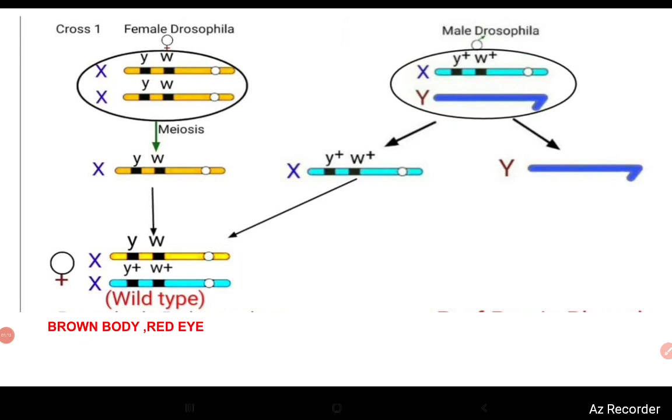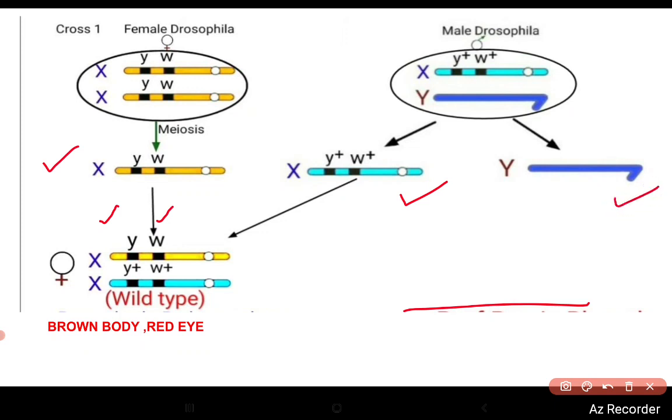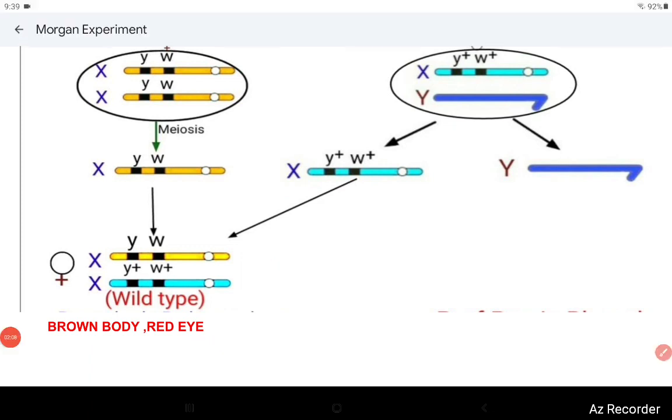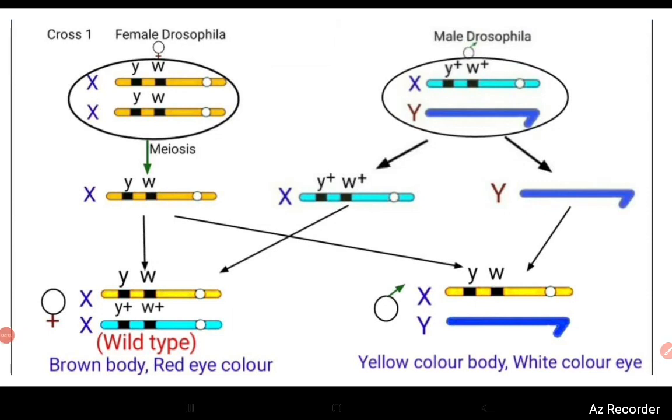Here, when female Drosophila is crossed with male Drosophila, the gametes in case of female, because both X chromosomes are the same, we can write one type of female gamete. And here in male Drosophila, this is the X chromosome and this is the Y chromosome. So when X chromosome is crossed, first we have a female produced with dominant traits, that is brown color body and red colored eye. And the males produced are yellow color body and white color eye.